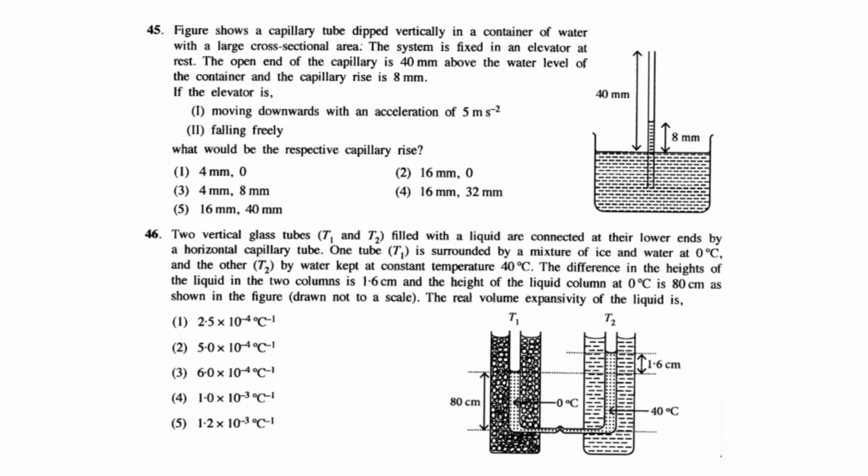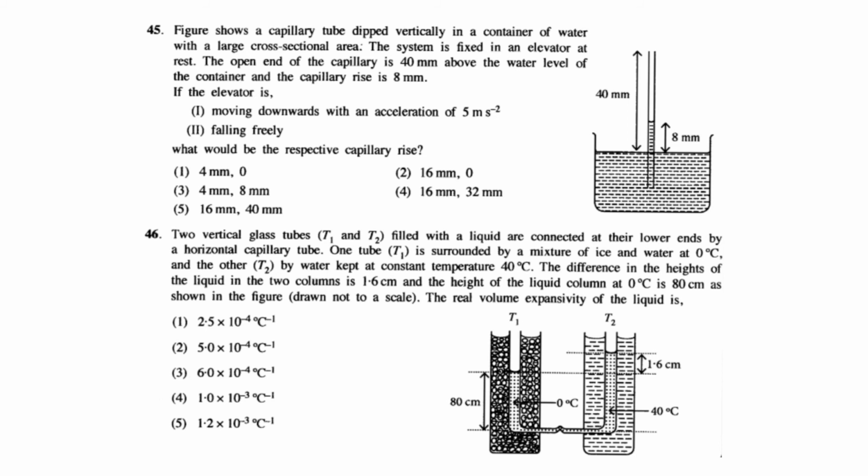Two vertical glass tubes T1 and T2 filled with the liquid are connected at their lower ends by a horizontal capillary tube. T1 is surrounded by a mixture of ice and water at 0 degrees Celsius, and T2 is surrounded by water kept at constant temperature 40 degrees Celsius. Difference in heights of the liquid is given, and the height of the liquid column at 0 degrees Celsius is also given. They are asking for the real volume expansivity of the liquid.